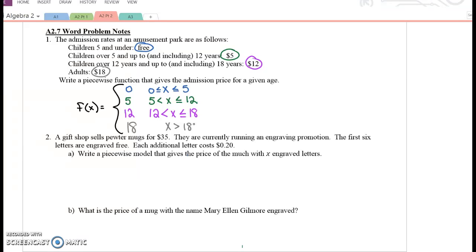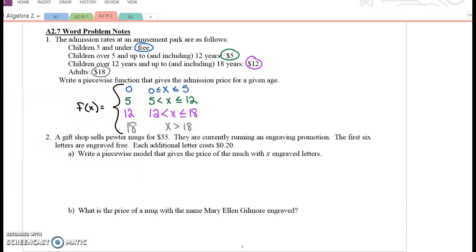Now that we have done that type of step piecewise function together, if I gave you a problem like that in an assignment or on a quiz or on a test, do you feel like you could make it work? Yes? No? Maybe so?